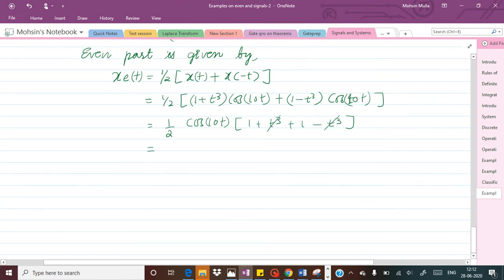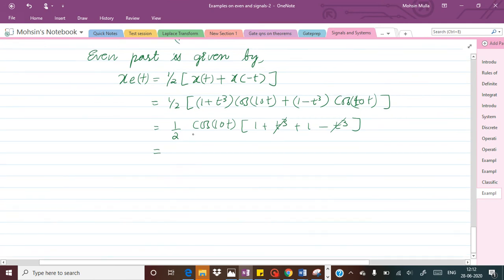So what you get is 1 divided by 2 cos of 10t into 2. So this 2 will get cancelled. Therefore x e of t is just cos of 10t.